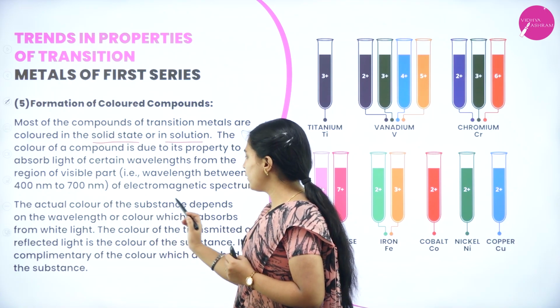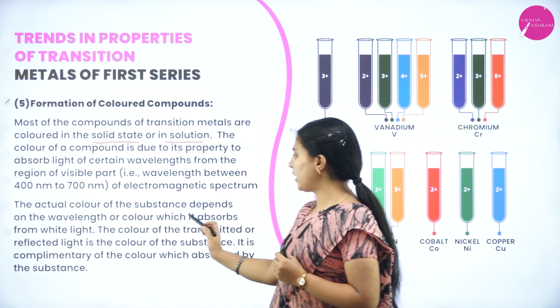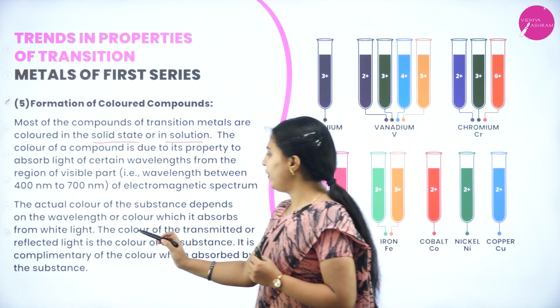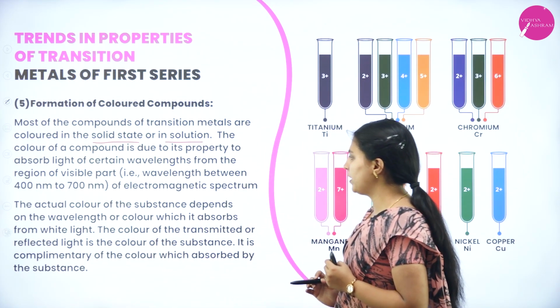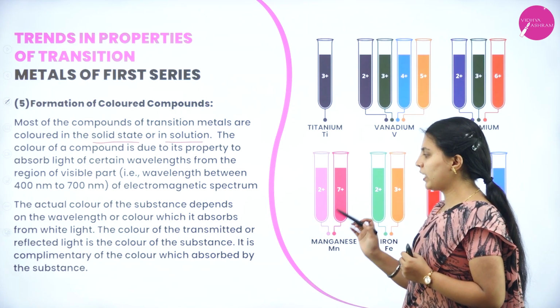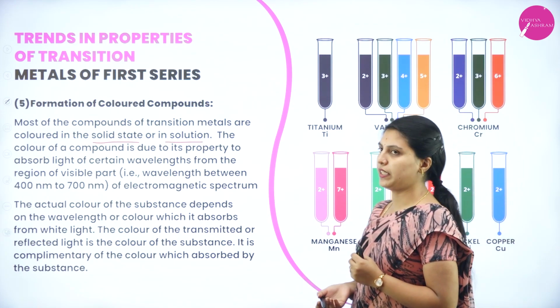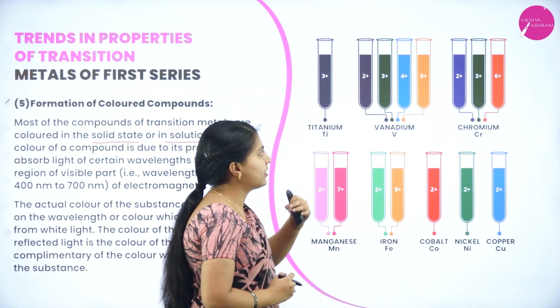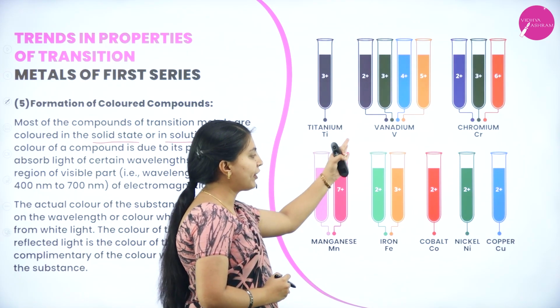The actual color of the substance depends on the wavelength or color which it absorbs from white light. The color of the transmitted or reflected light is the color of the substance. It is complementary to the color absorbed by the substance. See, elements with variable oxidation states will show different colors.